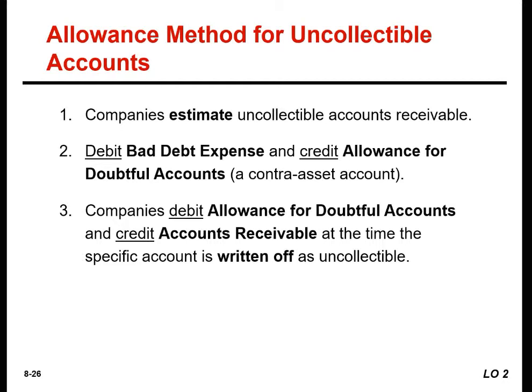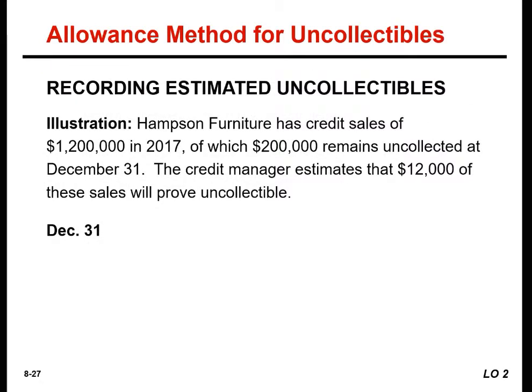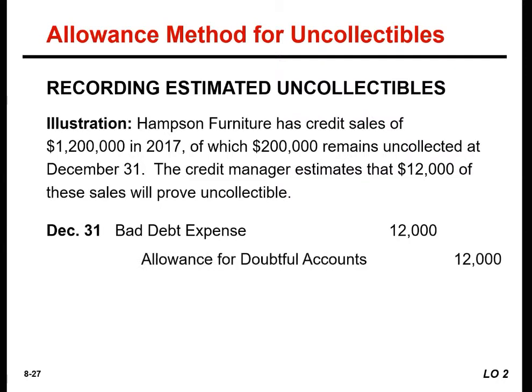So let's look at a recording of the allowance method. Hampson Furniture has credit sales of $1.2 million in 2017, of which $200,000 remains uncollected on December 31st. The credit manager estimates that $12,000 of the sales will prove uncollectible. We will have a bad debt expense of $12,000 for this year, and then we will recognize a reduction on our balance sheet to our accounts receivable through the allowance for doubtful accounts in the amount of $12,000.